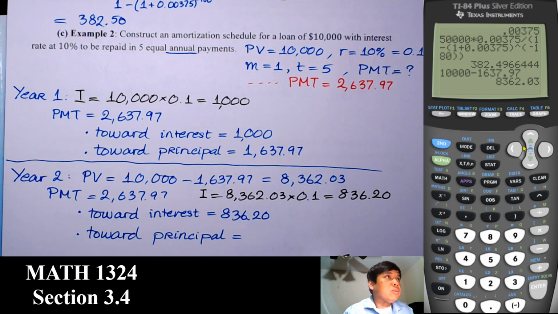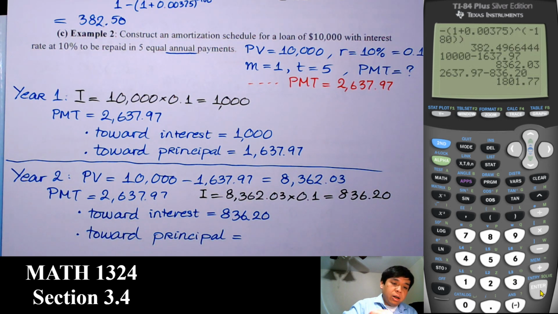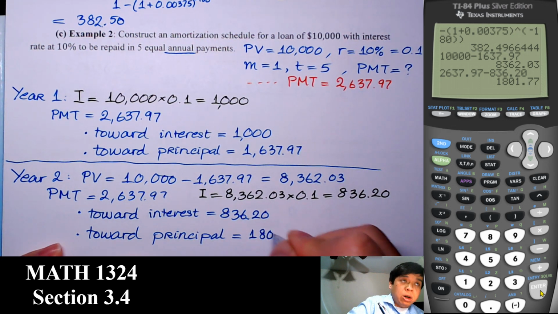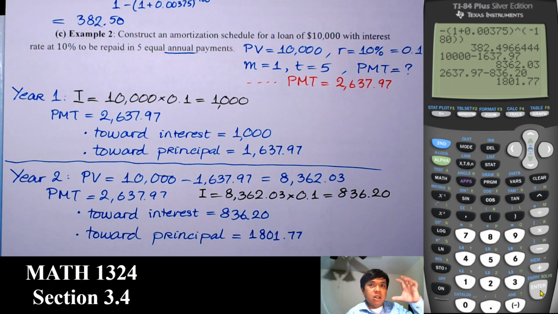So we make this much payment, but only 836.2 goes toward interest. So that gives us 1801.77. So that much will go toward the principal. As you see, over time the amount will reduce, and so the interest will reduce, and the same payment means we make less and less toward interest and more to the principal.